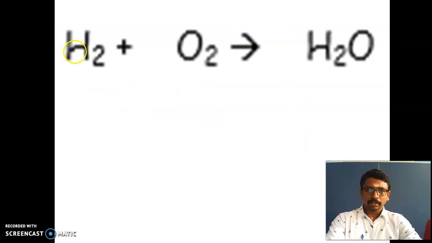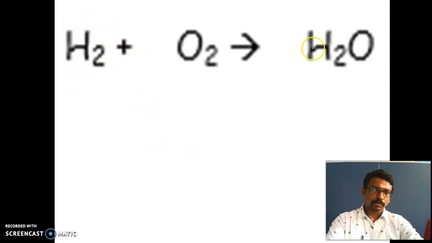So here H2 plus O2 gives H2O: hydrogen gas plus oxygen gas gives water, H2O. Okay children, hereafter we need not write what elements are present and how many atoms are in the reactants and in the products. We can easily solve the equations here itself, no need to write elaborately, but we have to practice for that. So here, how many atoms does the hydrogen contain?